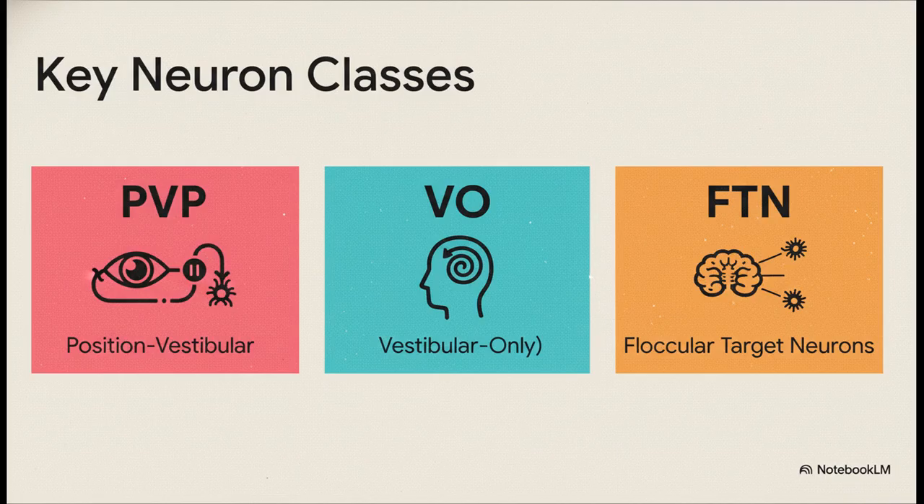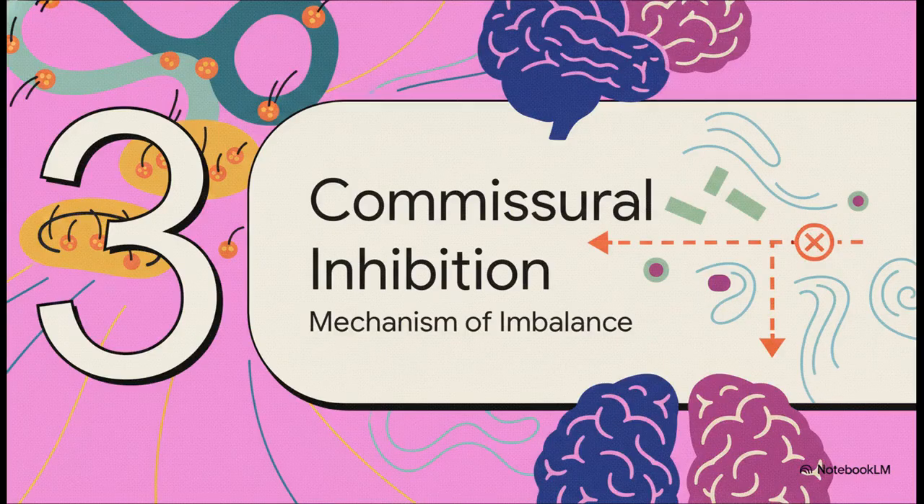And finally, the floccular target neurons, or FTNs. These are the direct hotline to the cerebellum, allowing it to constantly tweak and fine-tune our reflexes. So we've got the peripheral organization and we've got the central processing hub. Now let's connect these two pieces to really understand the most dramatic sign of acute vestibular loss, that spontaneous nystagmus. The entire phenomenon hinges on a beautiful mechanism called commissural inhibition.